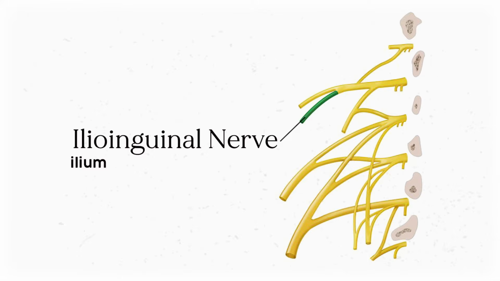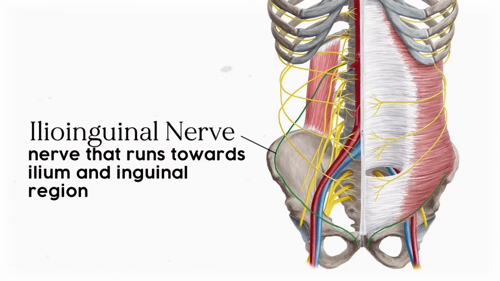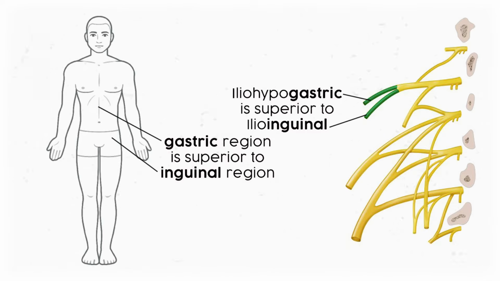Ilioinguinal gets the same ilio prefix, followed by inguinal, which is the region between your hip and pubic bone. This nerve also runs parallel to the ilium for a bit before tracing the inguinal line towards the pubis. As long as you anchor yourself in gross anatomy, this one makes sense. The inguinal region is inferior to the gastric region, just like how the ilioinguinal nerve is inferior to the iliohypogastric nerve. It's all regional terms and directional terms. So their names give us their location, but they also give us hints about their innervation.